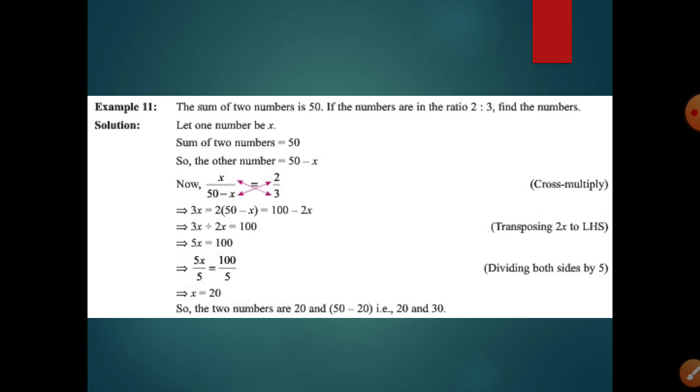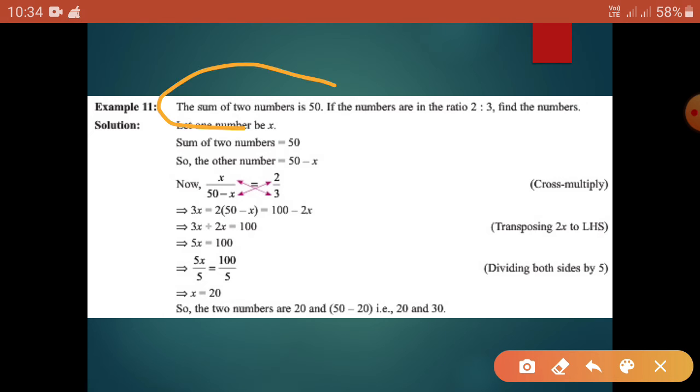So we are taking another example of cross multiplication. Here, look at the question. The question is: the sum of two numbers is 50. If the numbers are in the ratio 2:3, find the numbers. Okay, so the sum of two numbers is 50. So you have to assume the numbers.